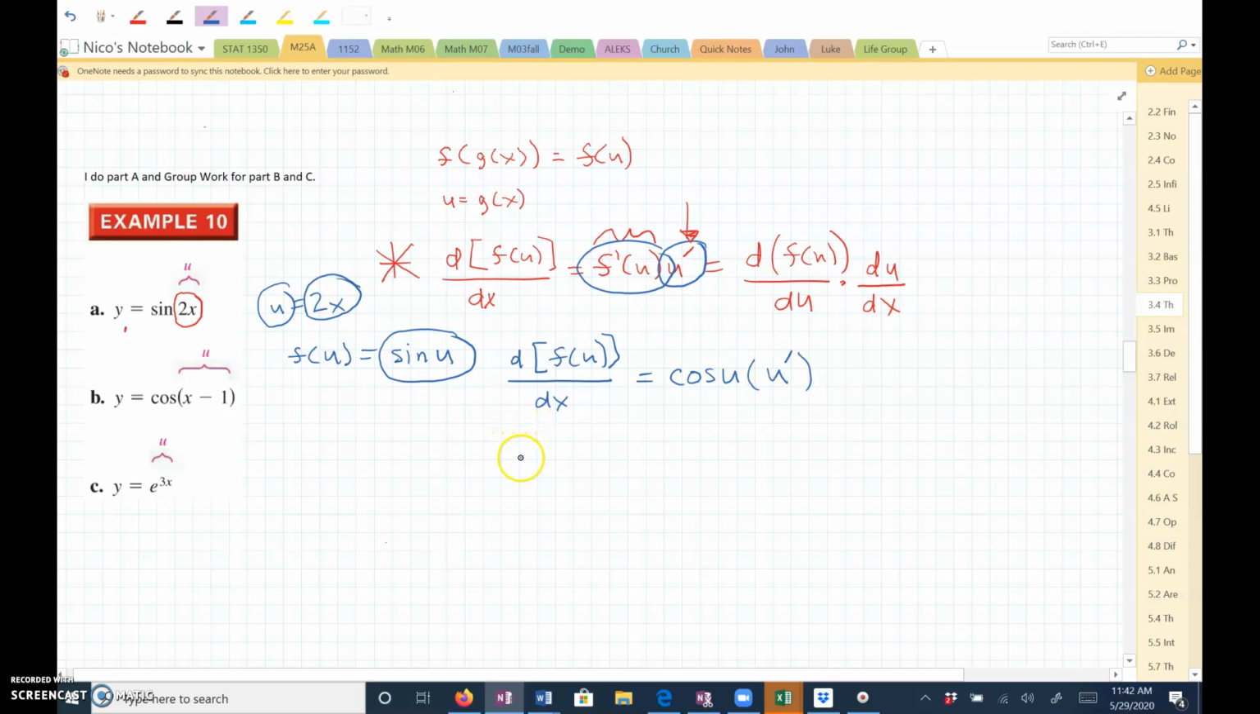Now let's substitute everything in. For this one, we know that u is 2x, so this would be cosine of 2x, and then u prime, the derivative of 2x, would be 2. So this is going to be 2 cosine 2x, which is the same thing as y prime.